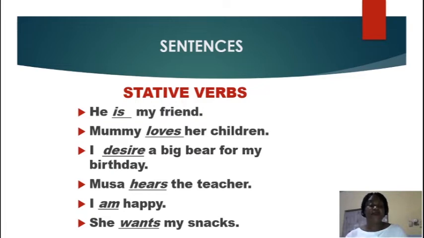I am happy. Now, this brings us to the verb to be. I am happy. I is a personal pronoun. Am is a verb. Now, children, I really need you to stop saying I'm happy. I'm happy is not correct grammar. You don't say I'm happy.